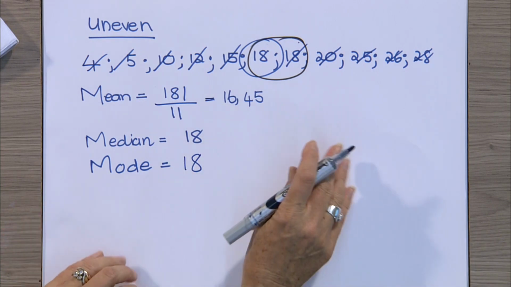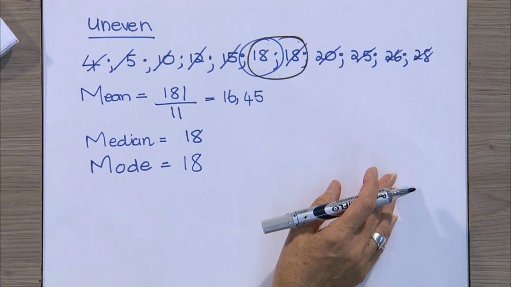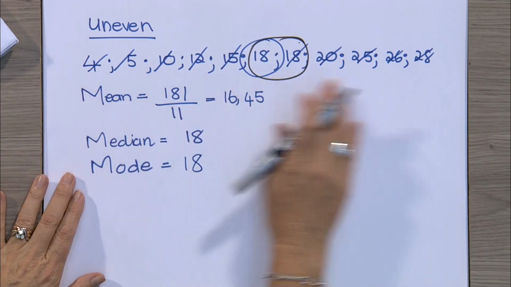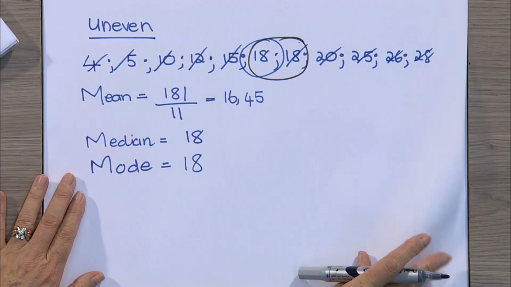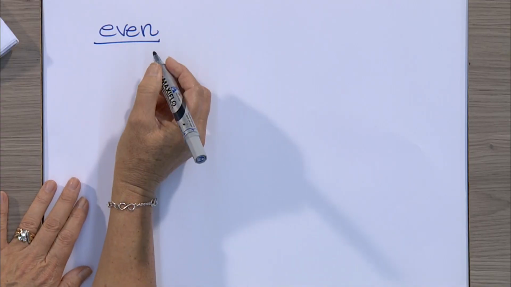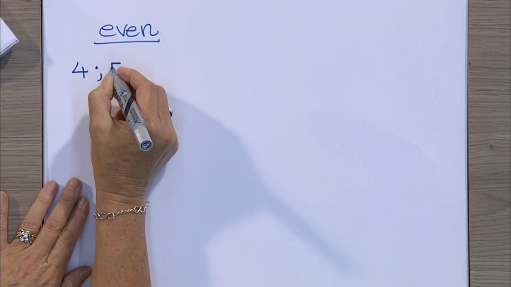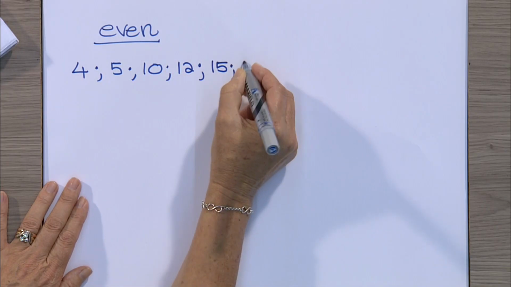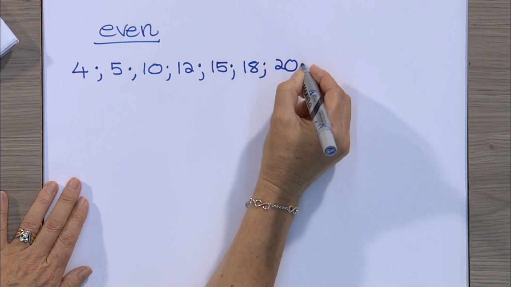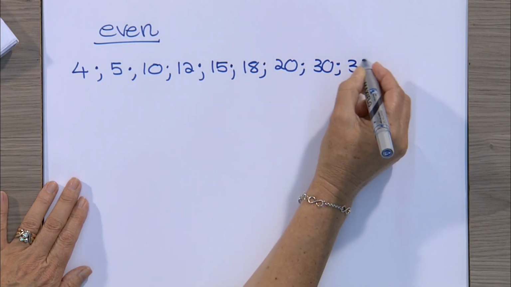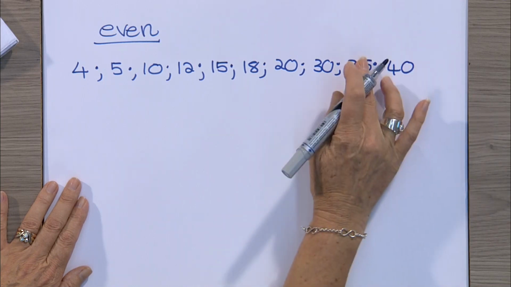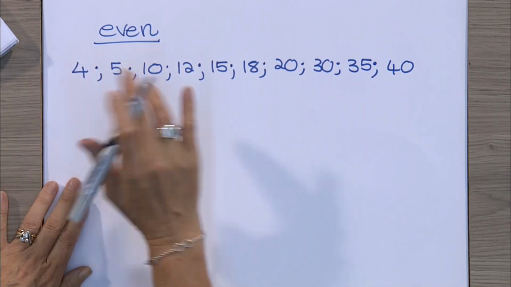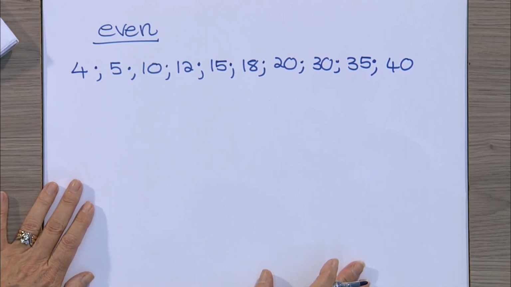So this is how I approach an uneven data set, meaning an uneven number. Then I am going to do an even set of data. All right? So we're going to go to even. Okay, let's just count. 1, 2, 3, 4, 5, 6, 7, 8, 9, 10. There's 10 numbers, even. All right?